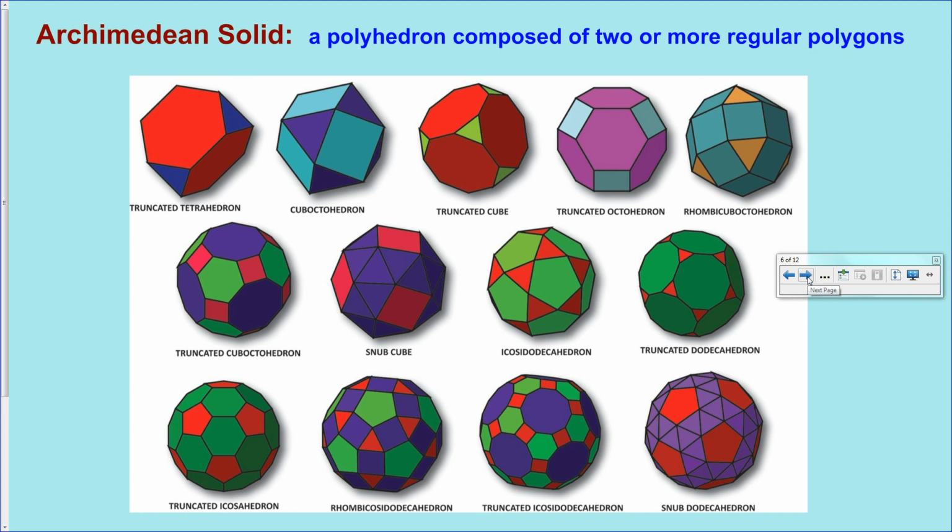You don't need to know very much about these other than they exist, and there's lots of ways to make solids, particularly, say, a soccer ball, which is, I think, on here somewhere. There it is. Truncated icosahedron. There you go. That's a soccer ball.